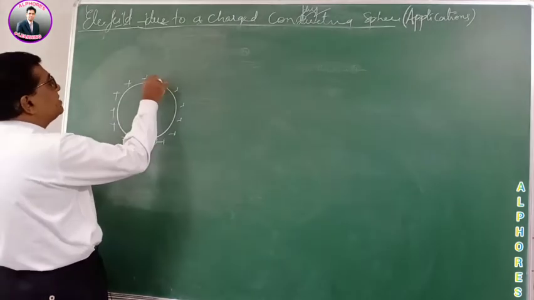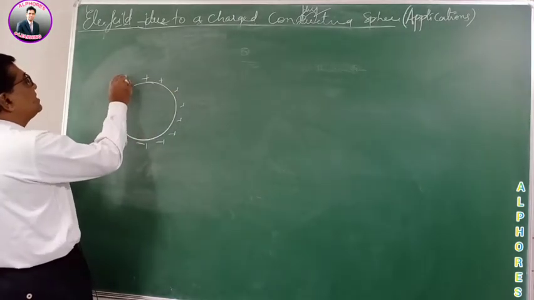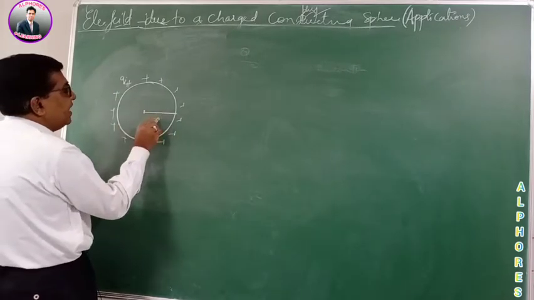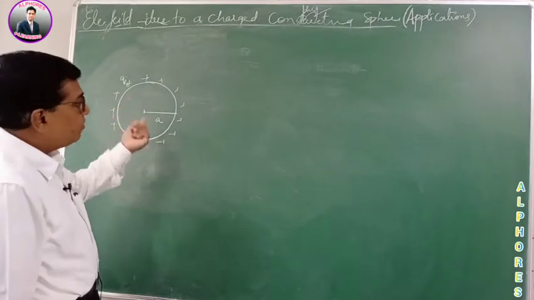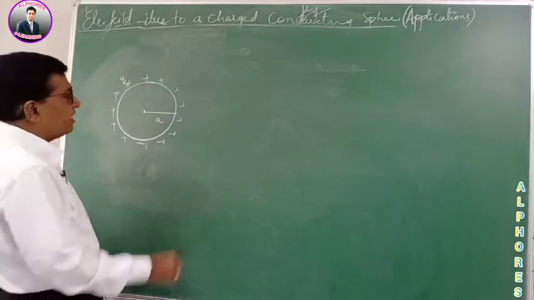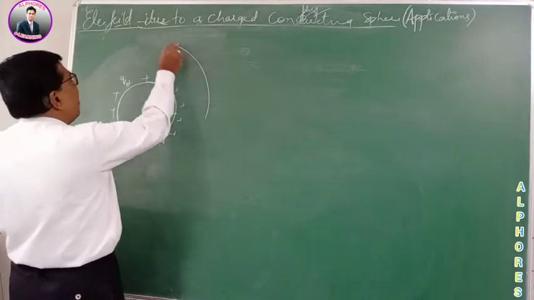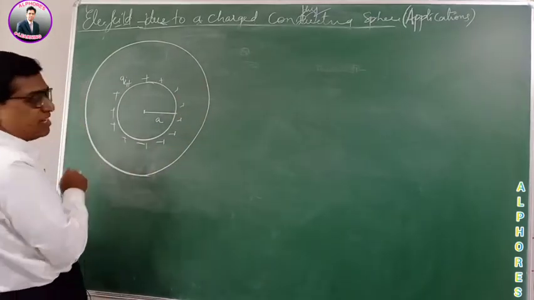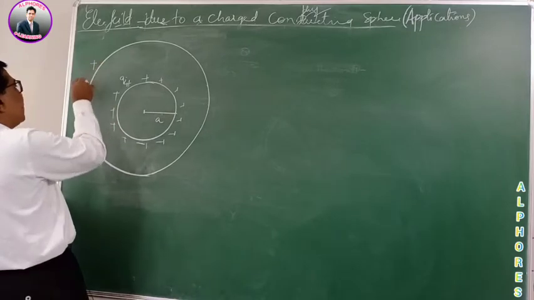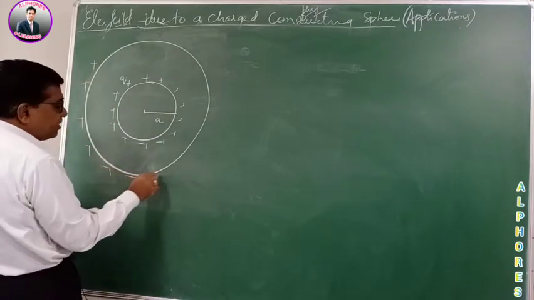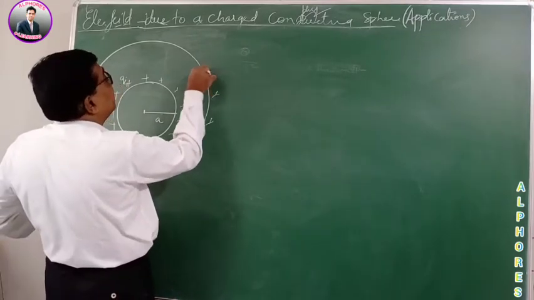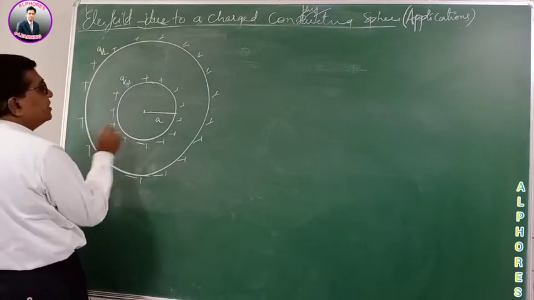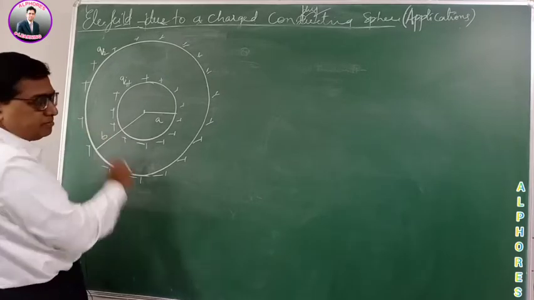A conducting charged sphere of charge, let us say q1, and the radius is a. Over this conducting charged sphere, I am imagining a hollow spherical shell. There is another hollow spherical shell, a charged hollow spherical shell, which is also uniformly charged with, let us say, q2, and the radius is b.